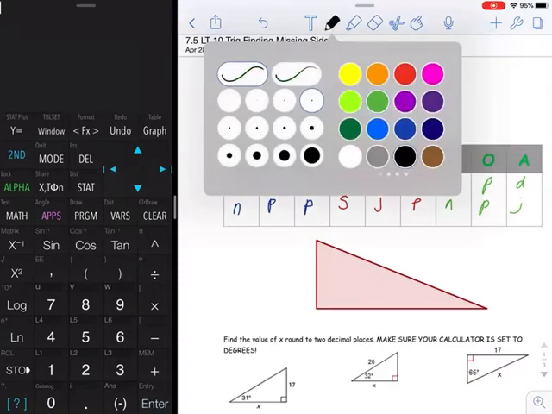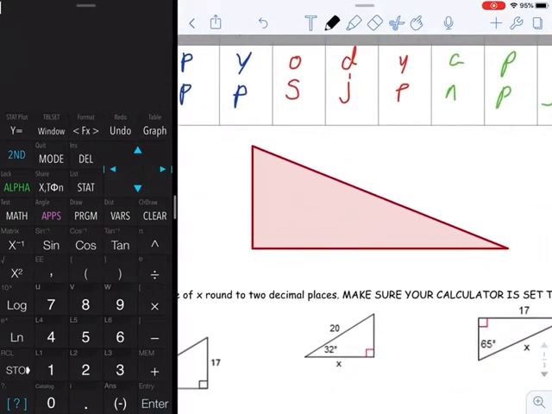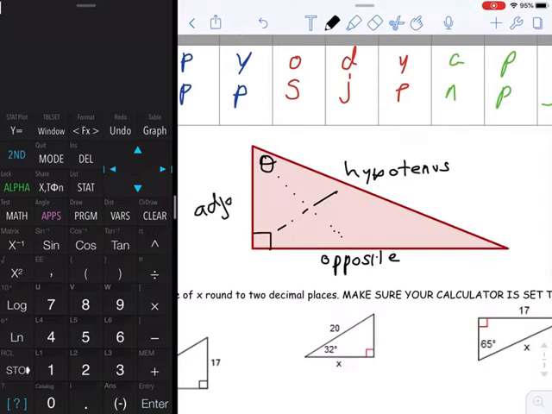Alright, and then let's just draw a quick picture too. We got this right angle, and this angle, theta. It doesn't matter which one's theta. Hypotenuse is always the hypotenuse. The opposite side does not touch the angle, and then we have the adjacent.